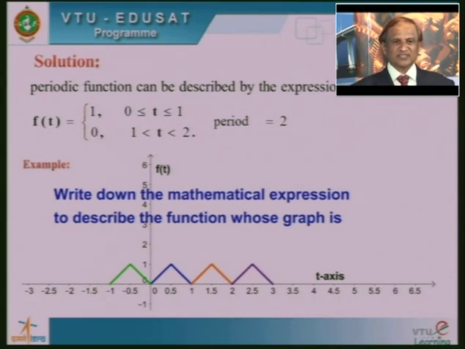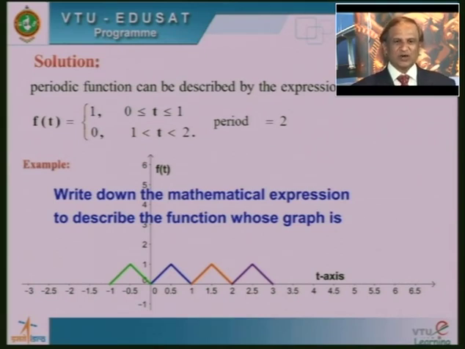I hope you are observing the graph. It is like a triangle. From origin to 1, a blue color triangle is observed. Actually, it contains two line segments. From 0 to 1 by 2, or 0 to 0.5, is one segment, and 0.5 to 1 is another segment.